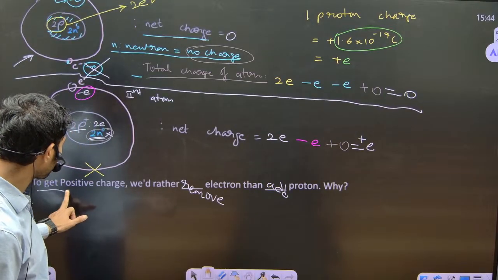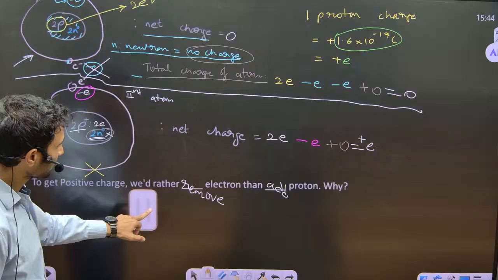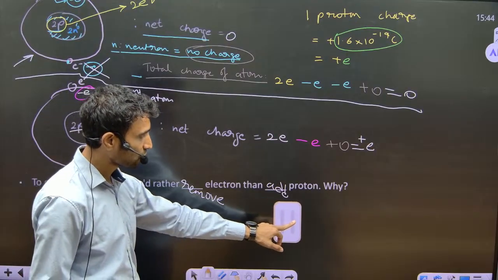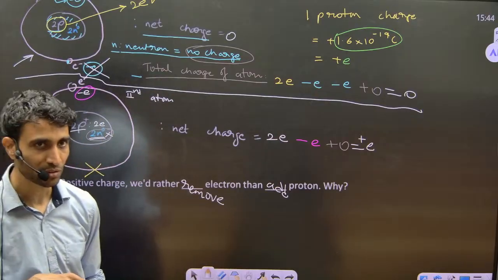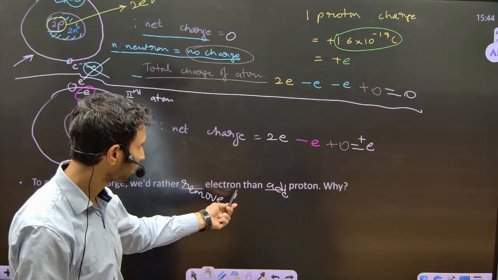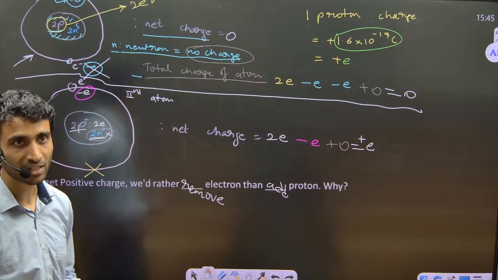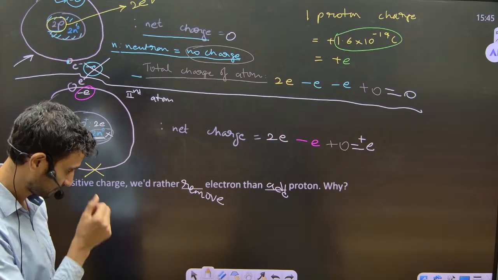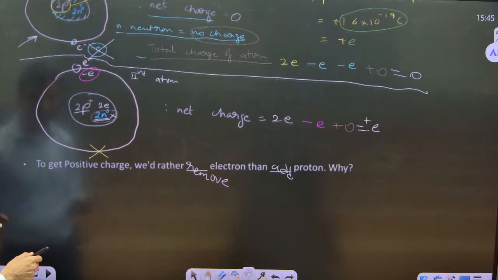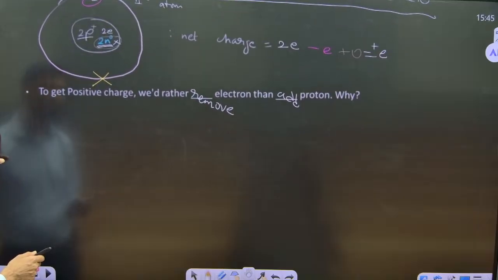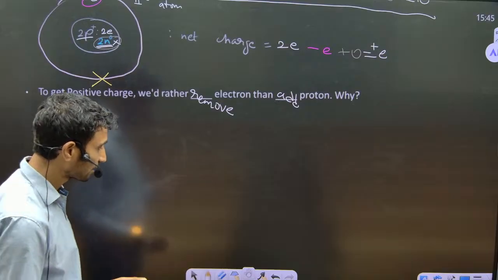So that's why I've written, to get positive charge, we would rather remove electrons than add protons. We will not add protons. And why is that? Why don't we want to add protons, and why are we going to remove electrons instead? What is the reason for that? Can anyone think and tell me? Why, to get positive charges, do we generally want to remove electrons rather than adding protons?